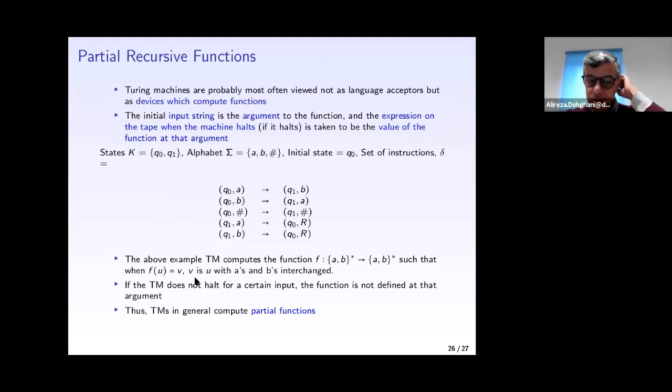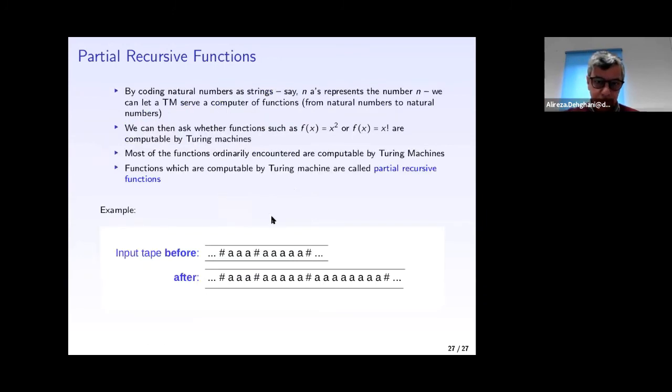So if for a specific input u the machine does not halt, that means the Turing machine's function is not defined for that specific input value. That's very interesting, isn't it? So maybe the question could be: I give you a string and ask, can we compute the value of the function for this specific input using this Turing machine? That is equal to asking whether this machine can accept this specific string or not, something very similar.